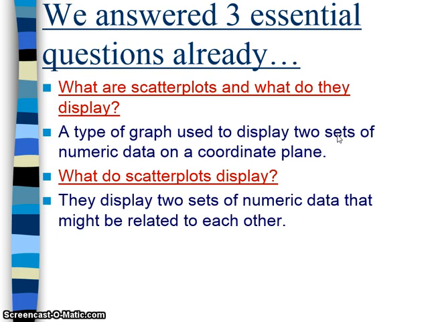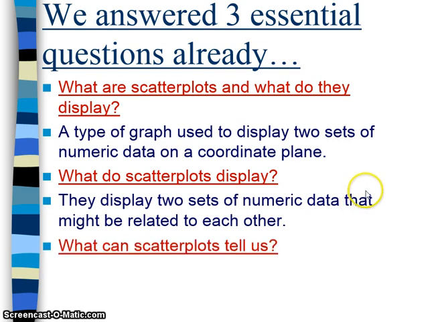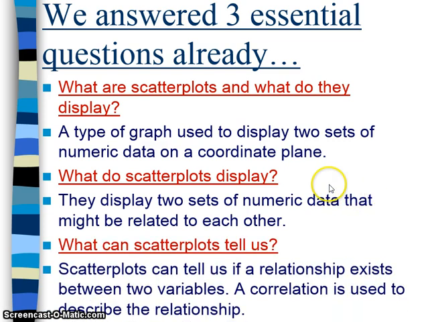So we have talked about what they display. They display two sets of numeric data that might be related to each other. In other words, there may be a link between the two sets. And that leads us to what they can tell us. Scatter plots can tell us if a relationship exists between two variables. A correlation is used to describe that relationship.